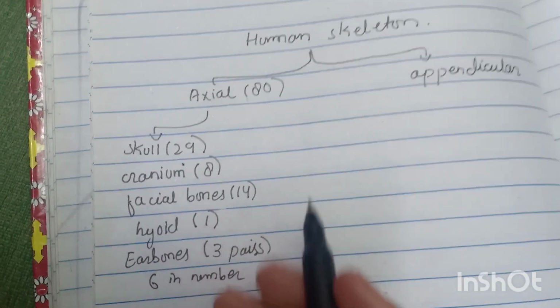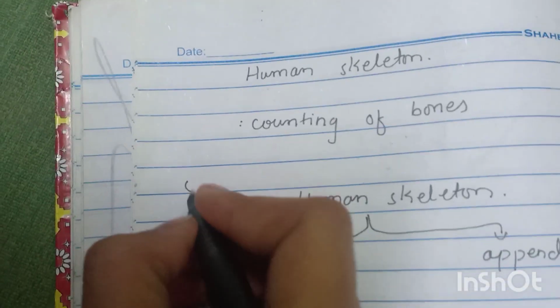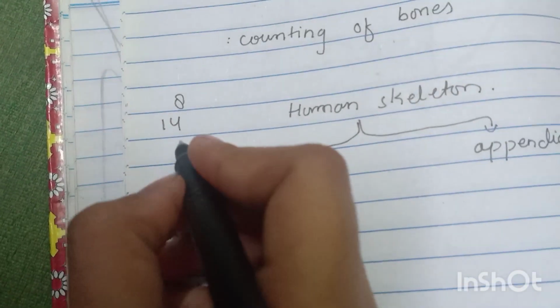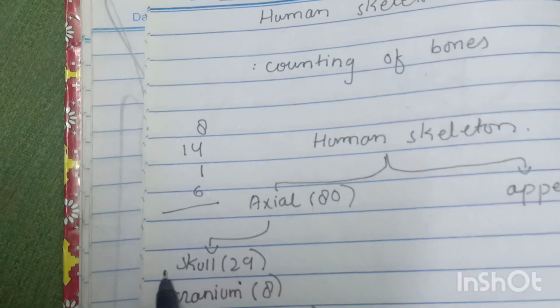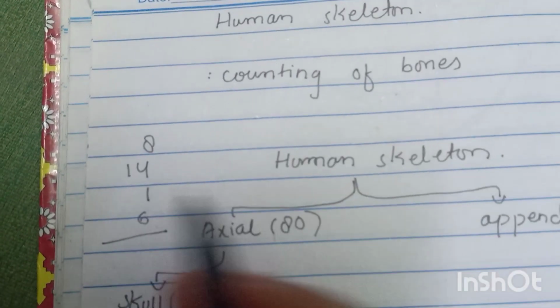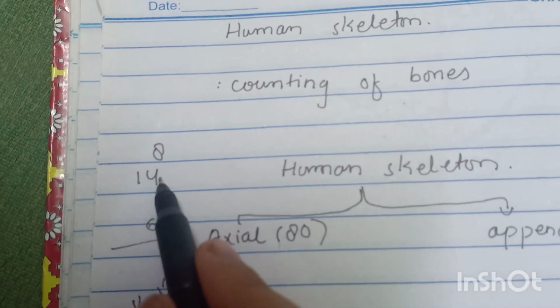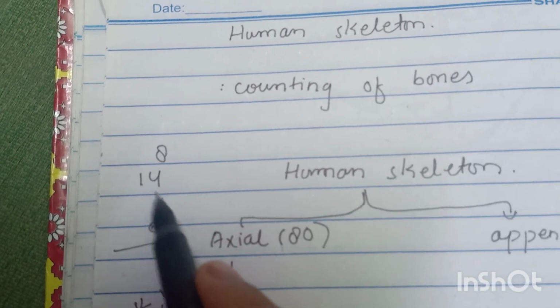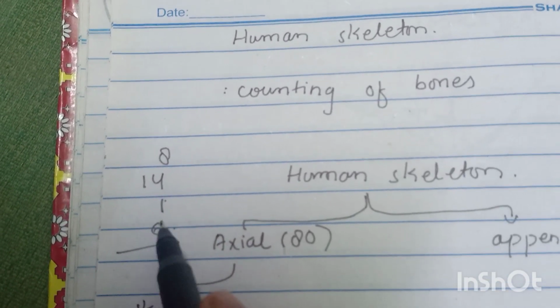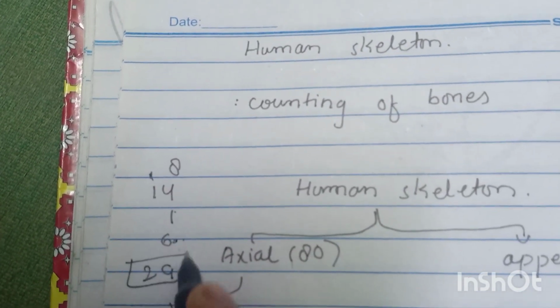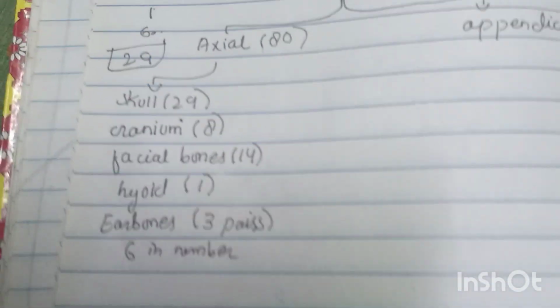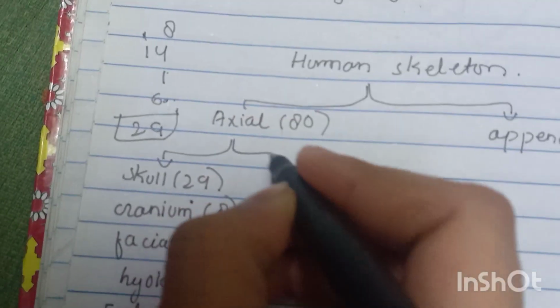So let's count, are they actually 29 or not? 8 cranium, 14 facial bones, 1 hyoid, and 6 ear bones, right? So let's count them. Here it is 8, 9, 10, 11, 12, 13, 14, 15, 16, 17, 18, 19, right? 9 here and 1 here, 1 plus 1, 1, 2. So yeah, it is proof that the skull is made up of 29 bones, right? Now let me divide this.